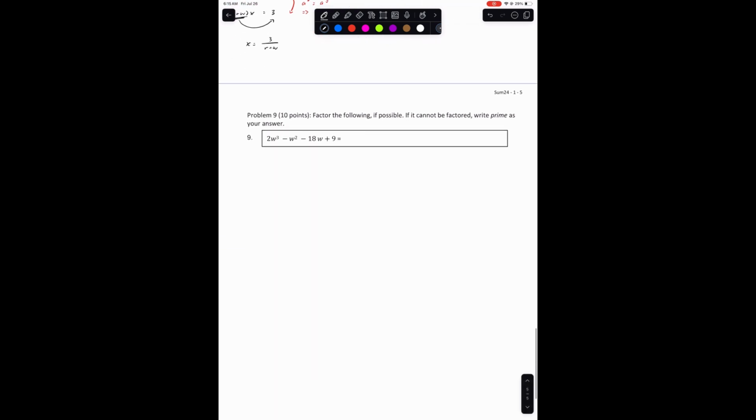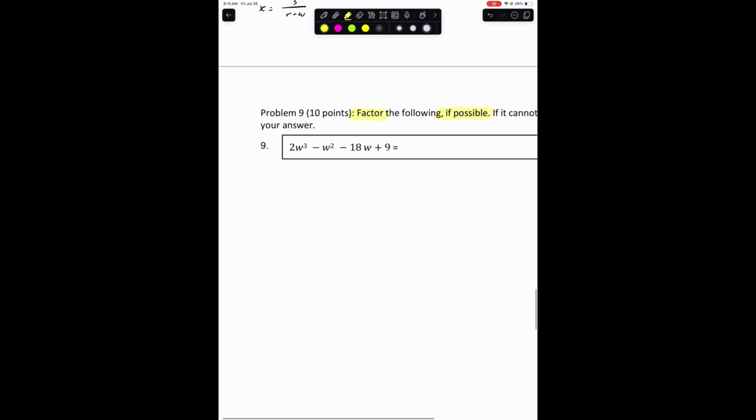Question 9 is to factor if possible, otherwise write prime. So we have 4 terms, and they're all unique. I cannot combine these terms as is. So I have 4 unique terms, so try grouping.